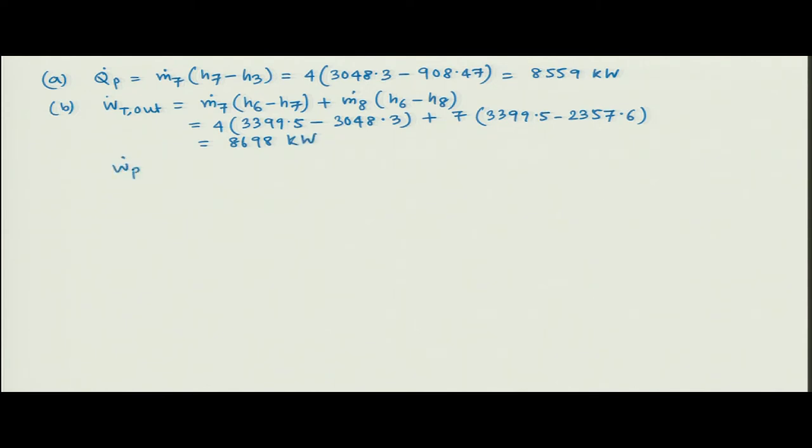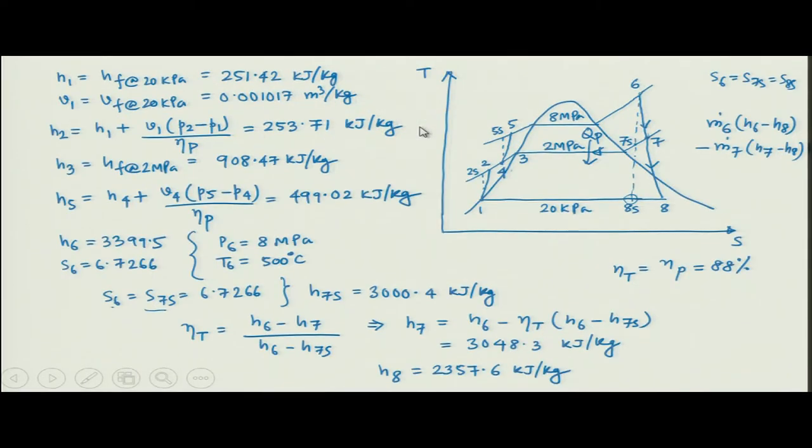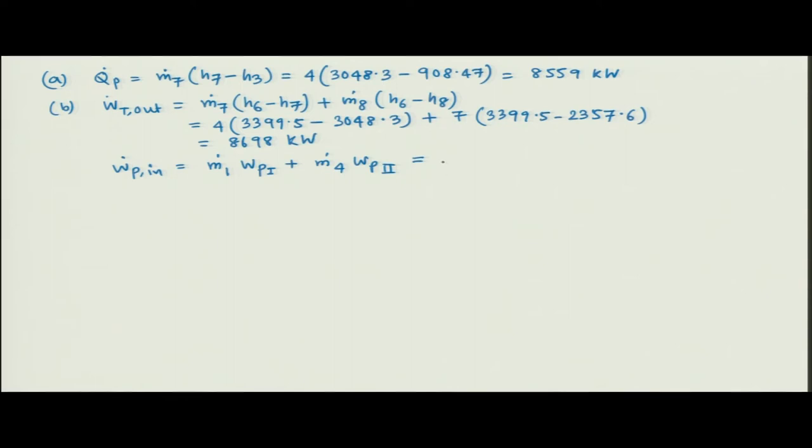Now we can also calculate the pump work. Pump work is basically M dot 1 times W pump, this is the first pump, plus M dot 4 W pump, this is the second pump. Again, W pump you can find from the enthalpy difference. H2 minus H1 is the first pump, H5 minus H4 is the second pump, and you know the mass flow rates. So you can just plug in the numbers. I am not writing all the steps, but the final answer is 95 kilowatt. This is the total pump work. So the net work output of the cycle is WT out minus W dot P in.